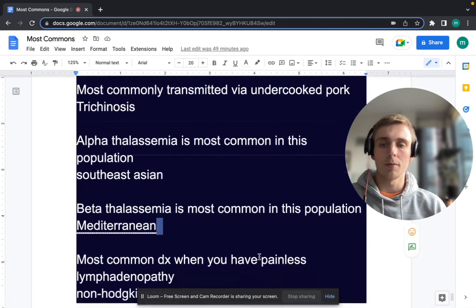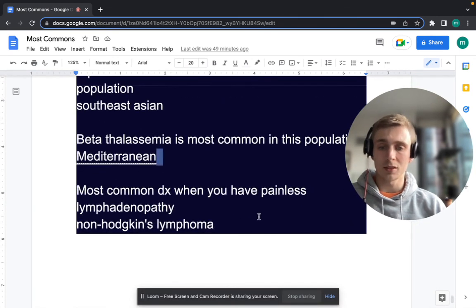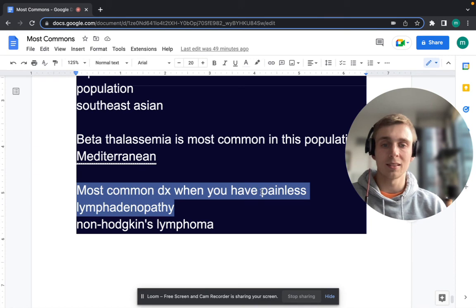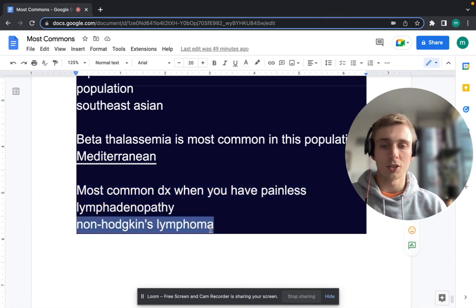And the last one, most common diagnosis when you have painless lymphadenopathy. That's going to be non-Hodgkin's lymphoma. So non-Hodgkin's lymphoma, the most common diagnosis when you have painless lymphadenopathy.